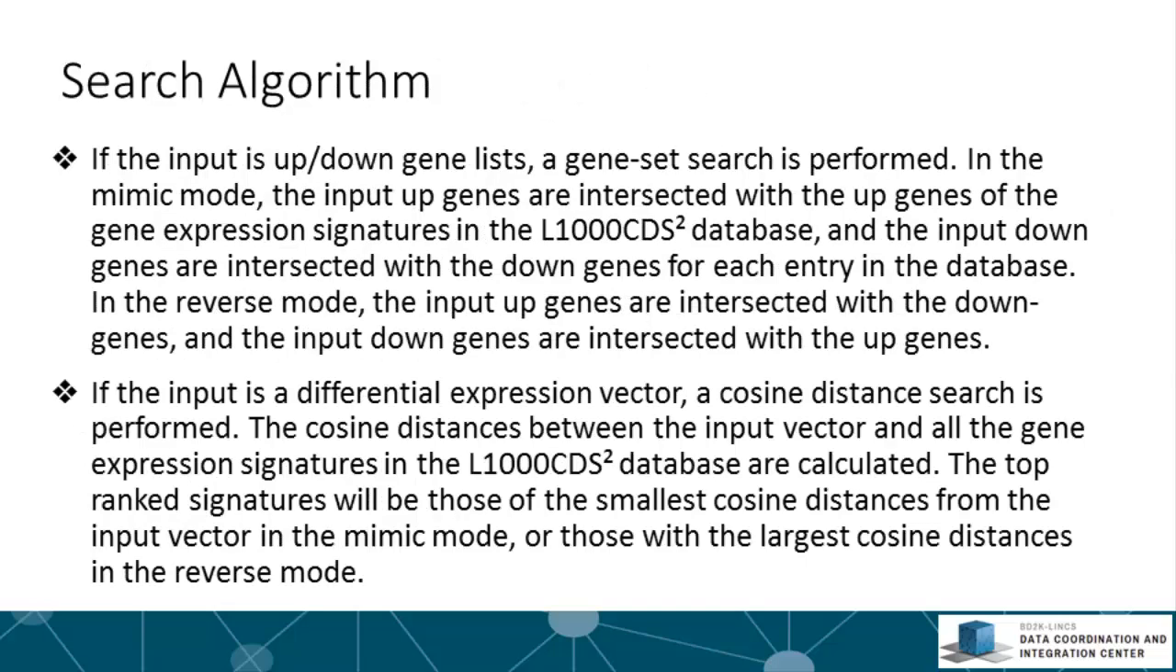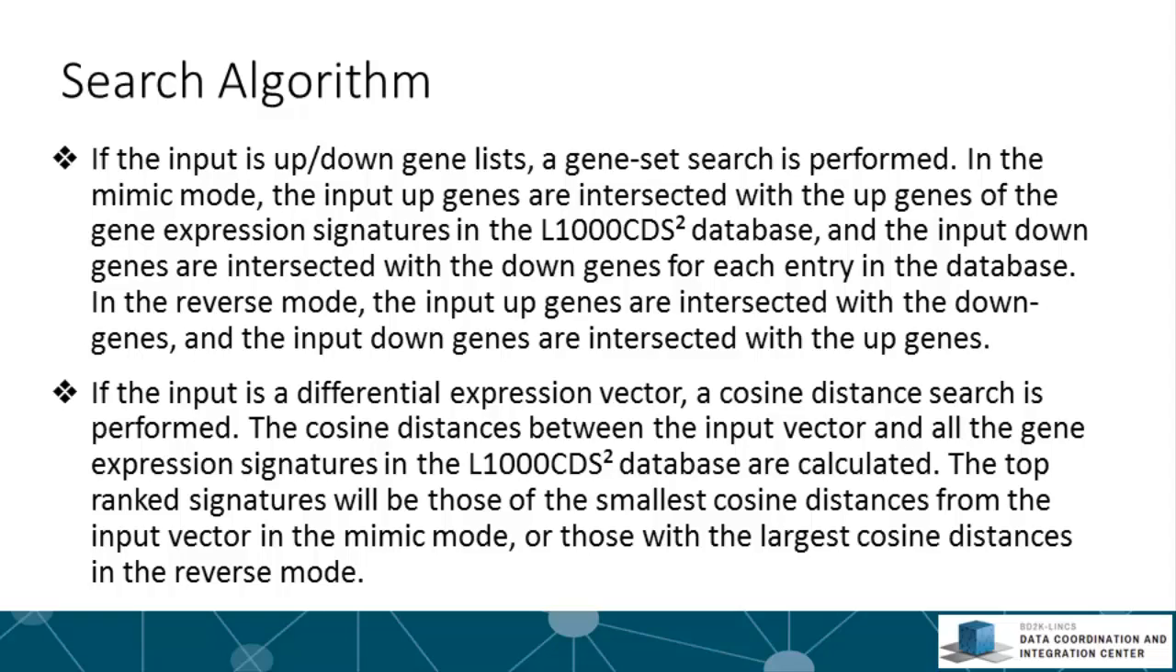So L1000CDS2 uses two separate search algorithms to identify signatures that match the input up and down differentially expressed genes or the expression vector. If you are inputting up and down gene lists, the tool simply looks for intersection between your gene sets and gene sets that were determined to be differentially expressed by the drugs. If you want to reverse expression, we look for the up genes that are intersecting with down genes and the down genes intersected with the up genes.